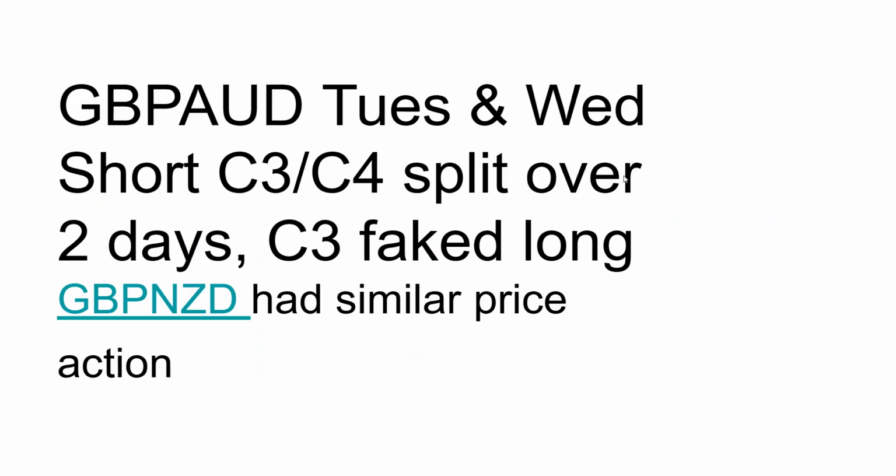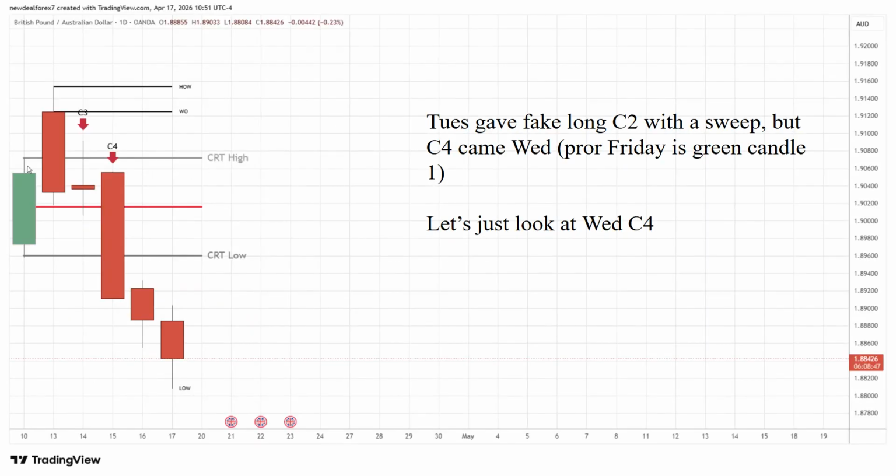Pound Aussie had Tuesday and Wednesday for trading opportunities. For a short, candle 3 and 4 split over 2 days. And candle 3 also faked a long candle 2. So Pound New Zealand had similar price action. So two opportunities on Pound Aussie and Pound New Zealand. We're going to take a look at Pound Aussie. So this is candle 1, candle 2 on, what is that, Monday, right? This is Monday. This big red candle is Monday.